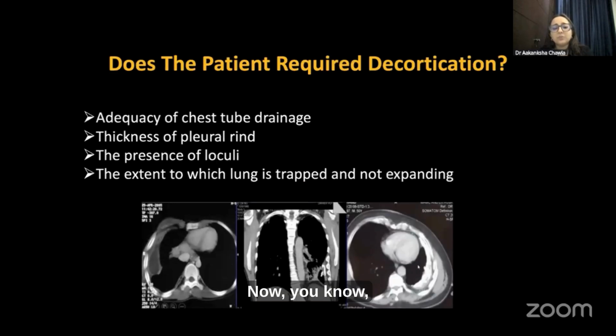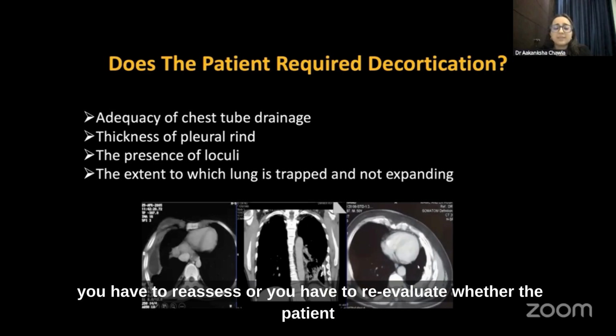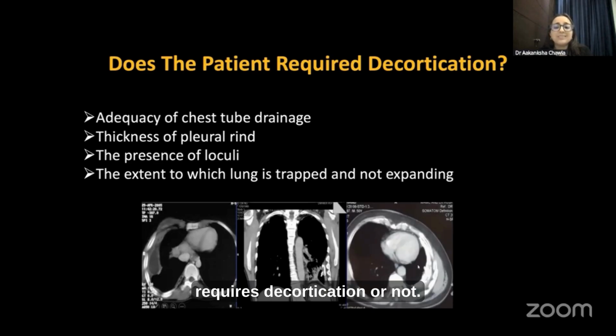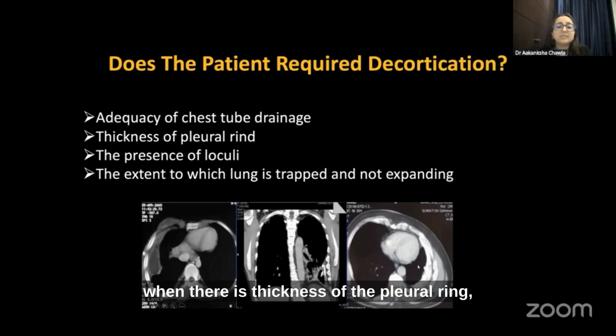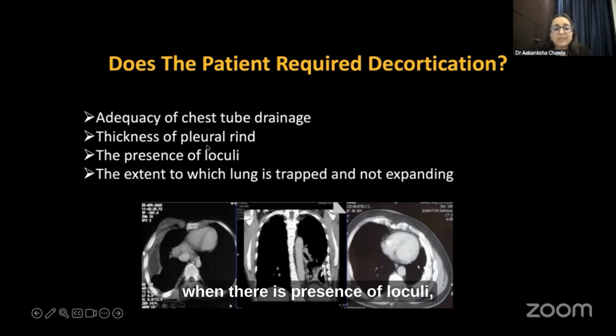Now, you have a patient of empyema and the patient is not getting better, or you have to reassess or reevaluate whether the patient requires decortication or not. So when would you consider your patient for decortication? When you have put in a chest tube and there is no adequate drainage, when there is thickness of the pleural rind, when there is presence of loculi, and the extent to which the lung is trapped and it's not expanding.